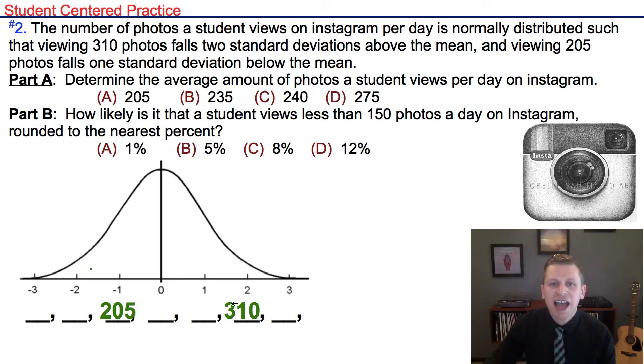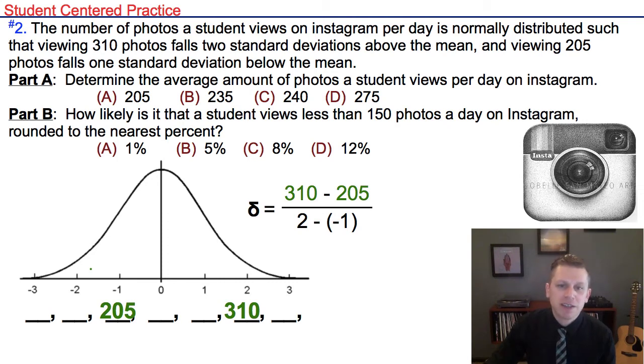I want to see how much these changed by over 3 spaces. So I plug in. 310 minus 205 tells me how much these values changed by, and 2 minus negative 1 tells me over 3 spaces. When I do this, I can see 35. 35 is our standard deviation. Now I can use that to find the mean.